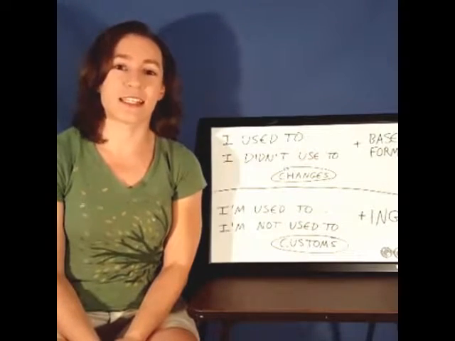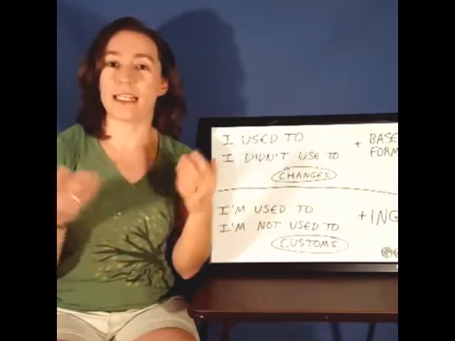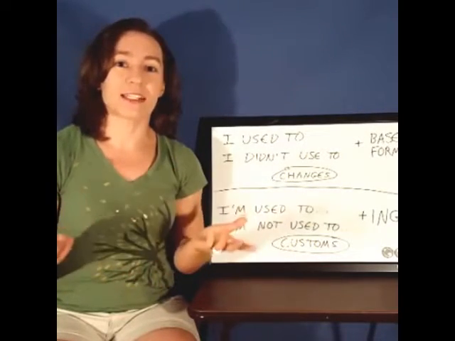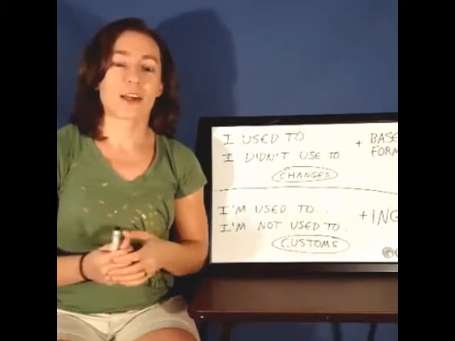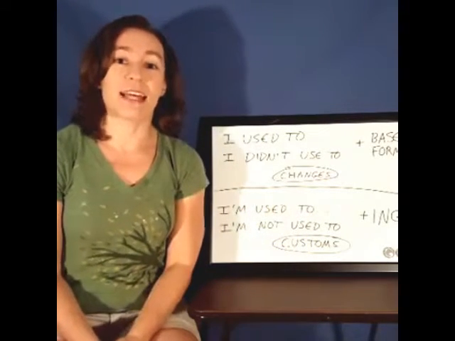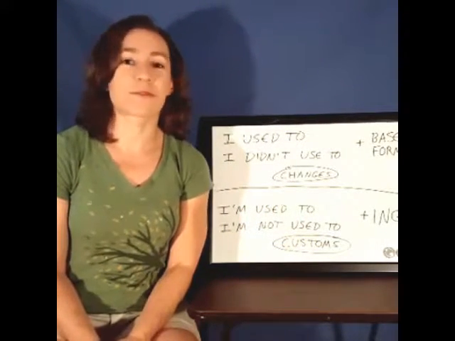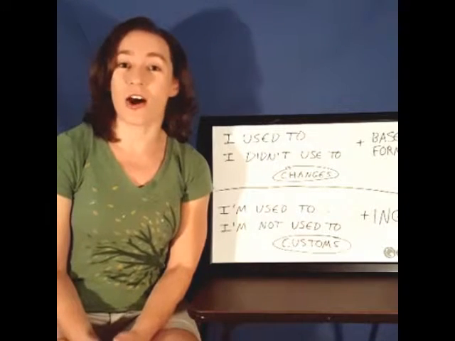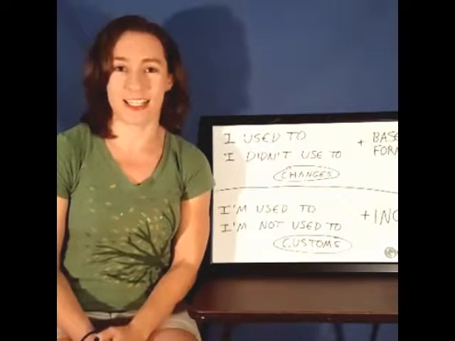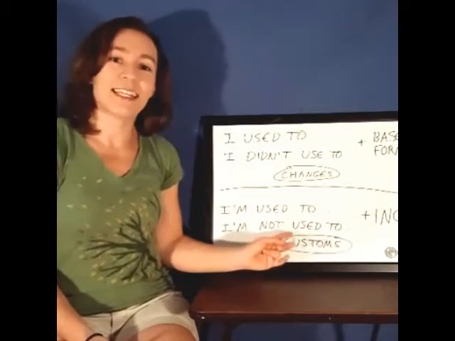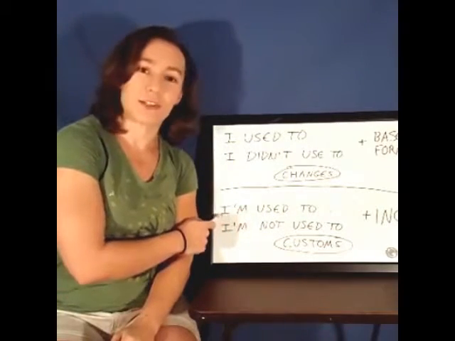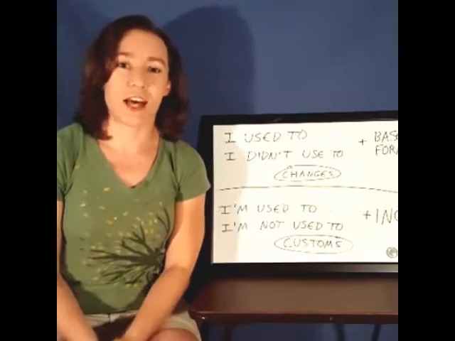Another good example is when it comes to eating meals. Here in the United States, we eat our biggest meal usually at dinner. So I'm used to eating a big meal at dinner. But my husband is from Brazil, and in Brazil, they often eat a big meal at lunch and then a lighter meal at dinner. So my husband is not used to eating a big dinner. He's used to eating a large lunch.